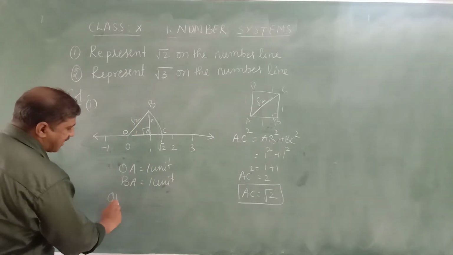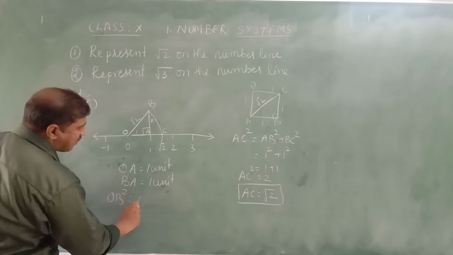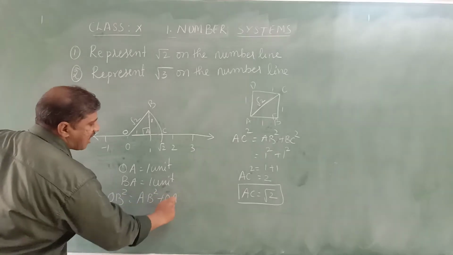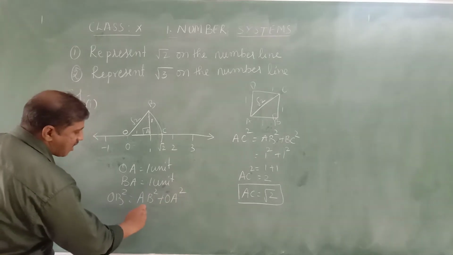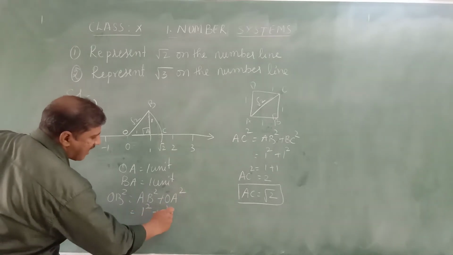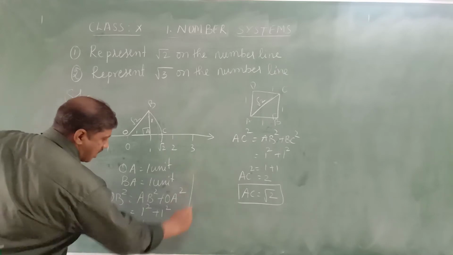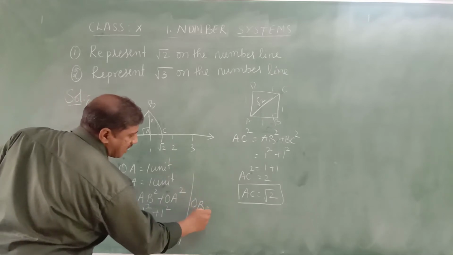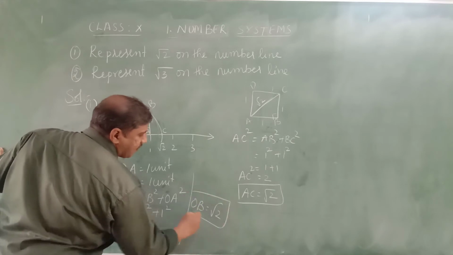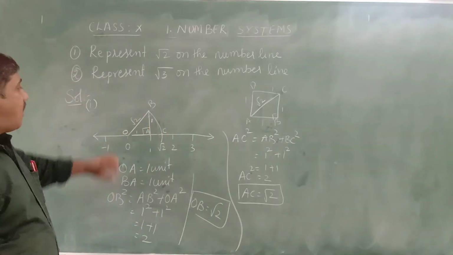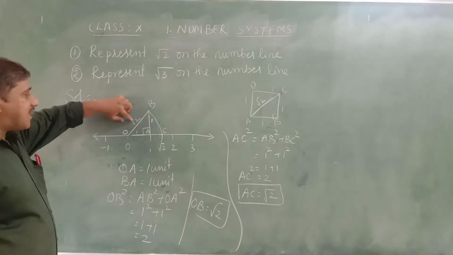Apply the Pythagoras theorem. OB square is equal to AB square plus OA square, or OA square plus AB square. 1 square plus 1 square, that is 1 plus 1 is equal to 2. Now OB is equal to the square root of 2. Then the length of OB is root 2.